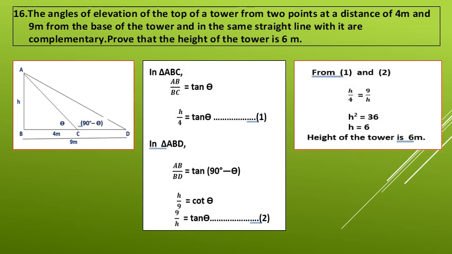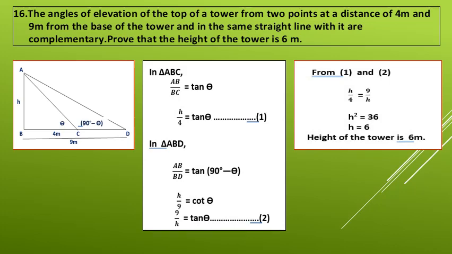Our BD is 9. AB is h, BD is 9. And the angle is 90 degree minus theta. So AB by BD is equal to tan 90 degree minus theta. AB is h and BD is 9. Therefore, h by 9 is equal to tan 90 degree minus theta, which is cot theta.